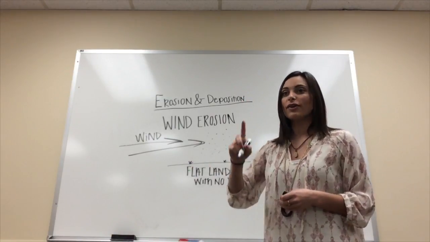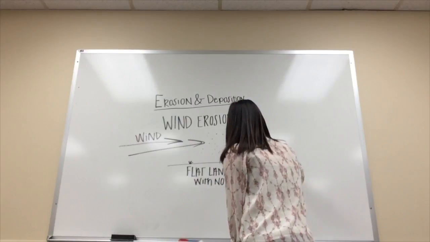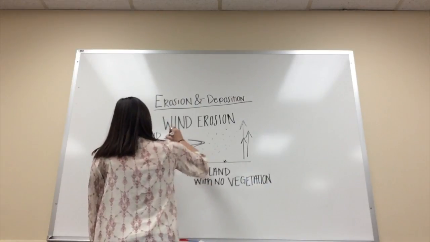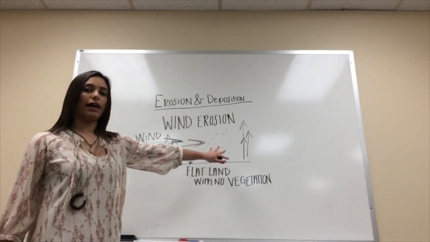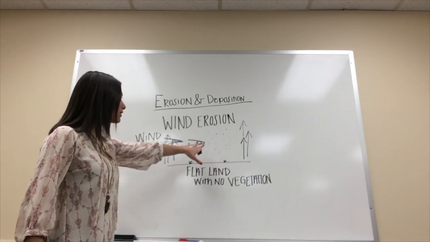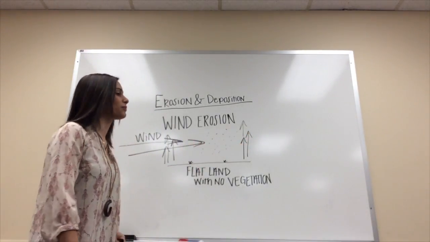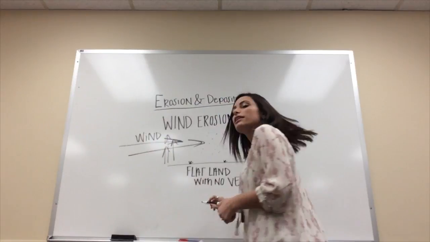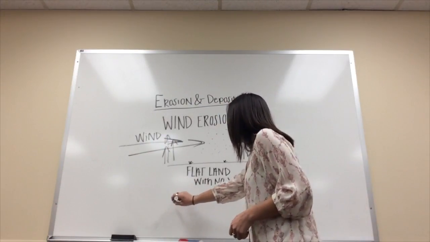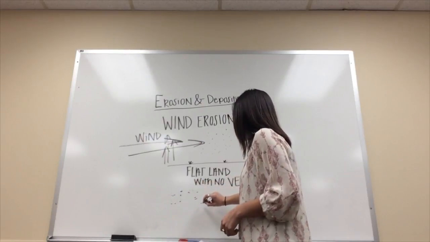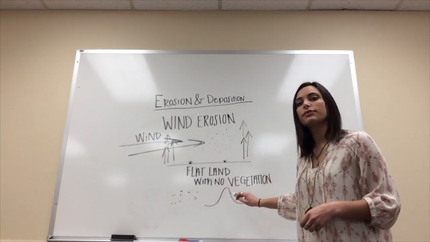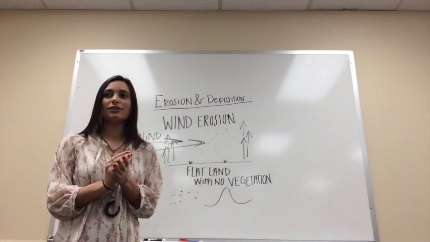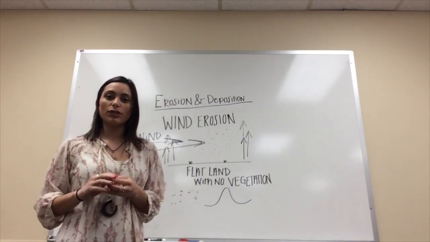Some ways you can stop wind erosion is by planting trees on either side of your flat land, and the wind will move stuff around, but you'll have windbreakers on each side. This also happens a lot in deserts, and when this happens, there is so much sand that when the sand gets picked up by the wind, it forms large dunes, and dunes are basically mountains of sand, and they move whichever way the wind goes.